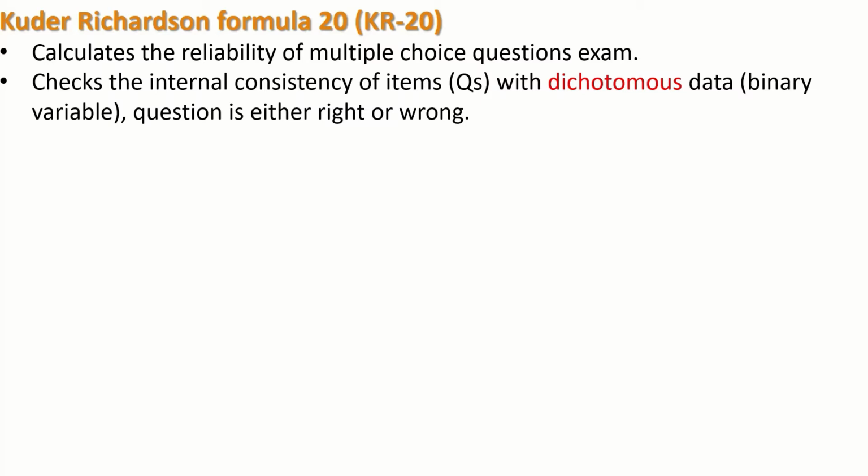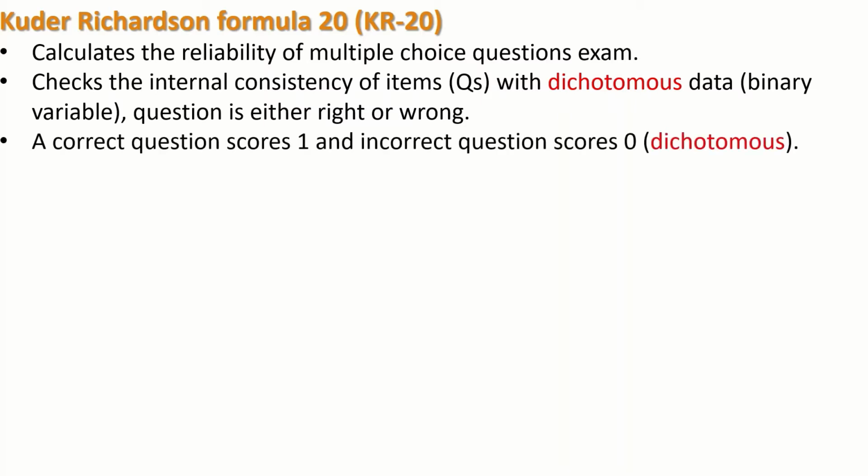So the data are dichotomous data or binary data. So the data are a binary variable or dichotomous variable. A correct question score is equal to 1 and an incorrect question score is recorded as 0. So in this case, the multiple choice questions have only two possible answers, right or wrong. So 0 or 1. So this is dichotomous data.